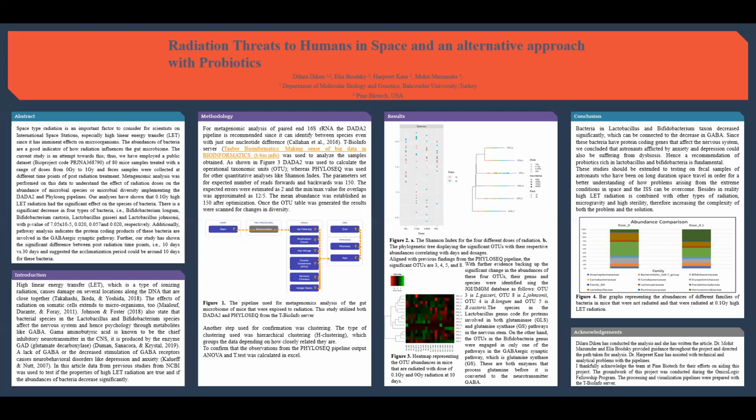These two species have protein coding genes in the GABAergic pathway. GABA, which is gamma-aminobutyric acid, is the chief neurotransmitter in the central nervous system and has effects on depression and anxiety. Since the enteric nerve and the vagus nerve connect the gut to the brain, we can presume that a decrease in the abundance of these two species, Lactobacillus and Bifidobacterium, will cause a decrease in GABA, and in return might be a factor in depression.